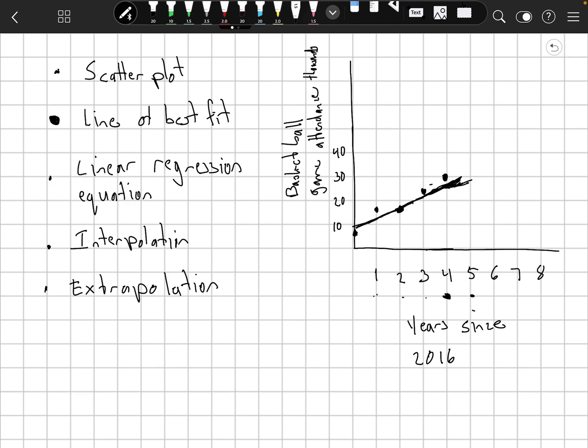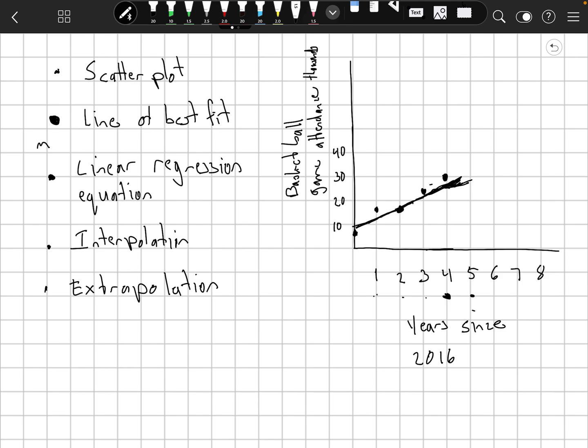You actually need computer technology that would give you a formula for that particular line, and that formula is more than we're going to discuss here today. But it's a linear equation, and it has a slope and a y-intercept. And the slope, m, is going to tell you the increase per year in terms of basketball attendance. So it's the rise over the run, and it's just how many more people attended each year.